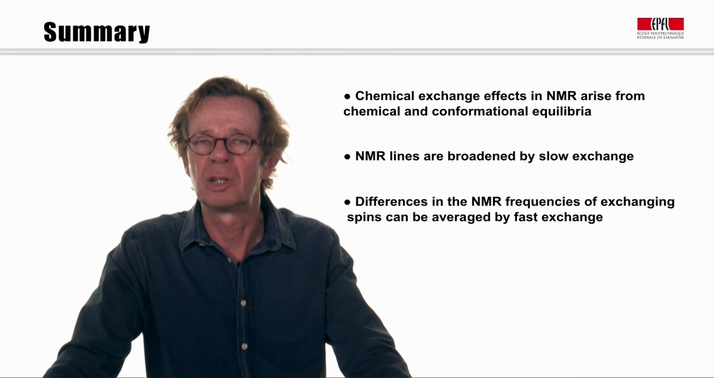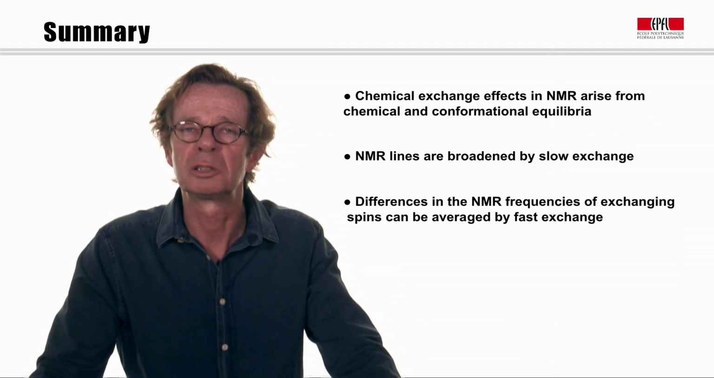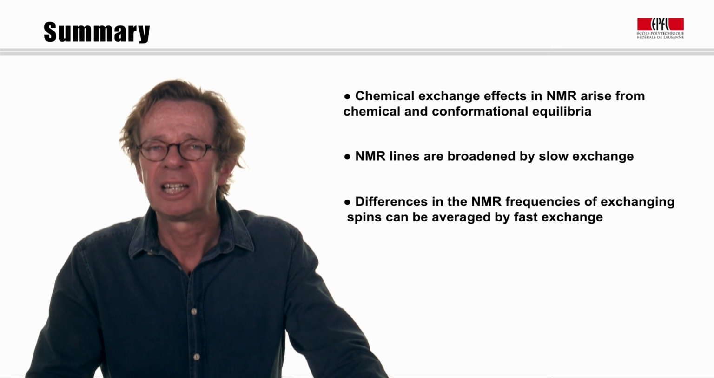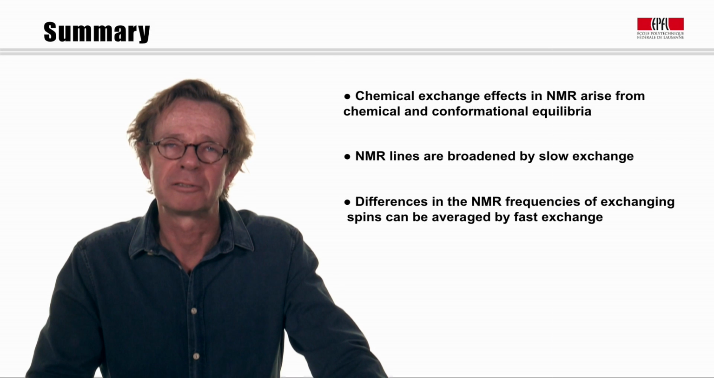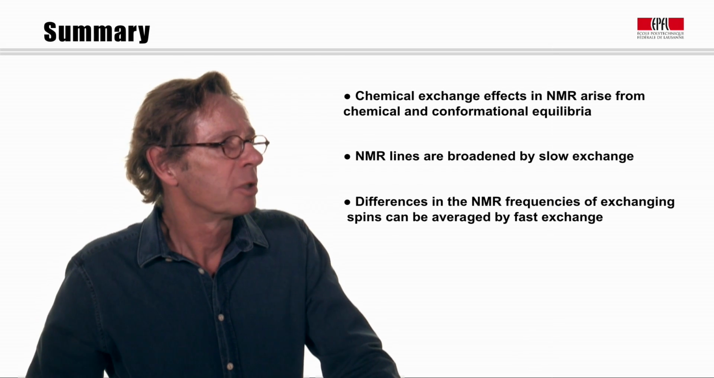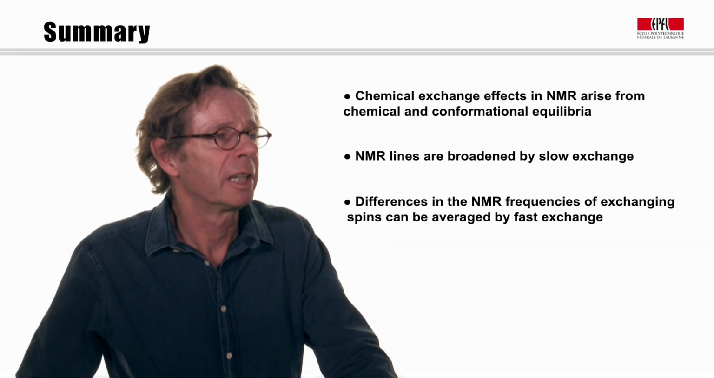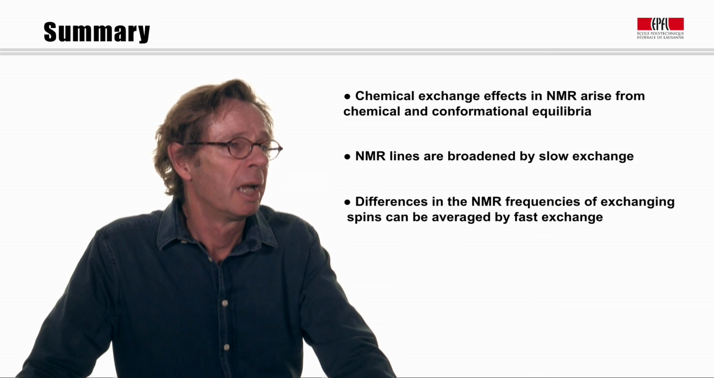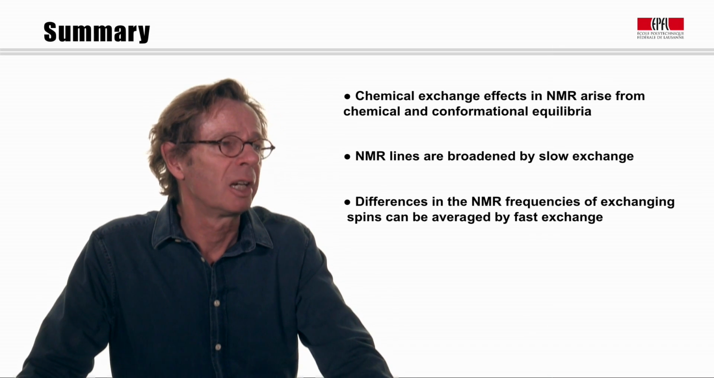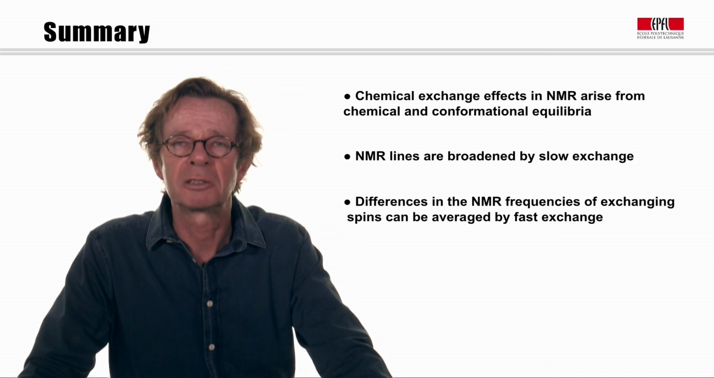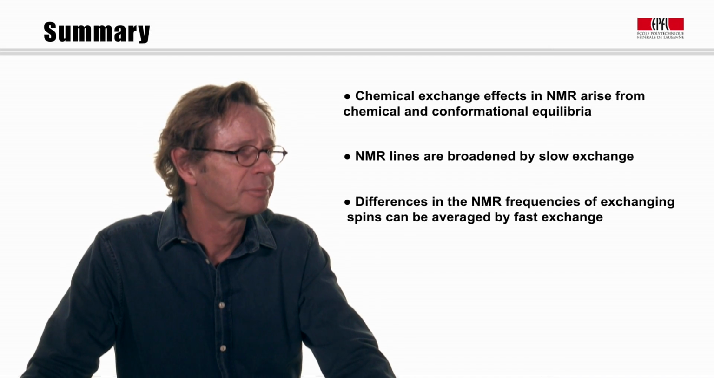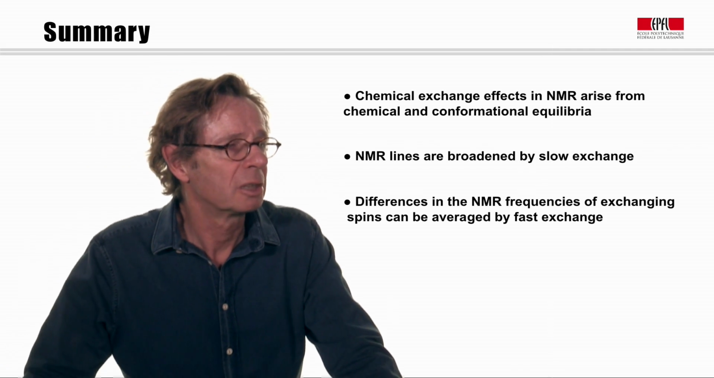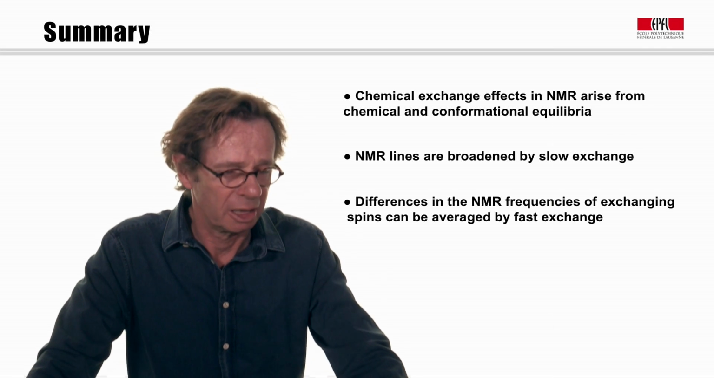So I'd like to summarize chapter 4, the chapter that Peter Hore dedicated to chemical exchange, which seems to be one of his favorite subjects and is indeed one of the key aspects of modern magnetic resonance. So chemical exchange effects in NMR can arise either from chemical or from conformational equilibria. In the slow exchange regime, NMR lines are simply broadened, and we can measure the exchange rates by looking at the line widths. Now, the difference in NMR frequencies between exchanging spins can be averaged by fast exchange.